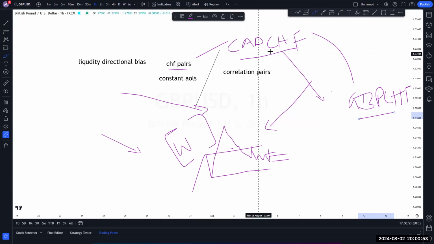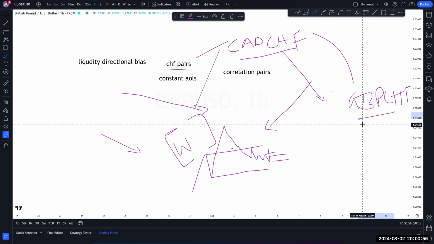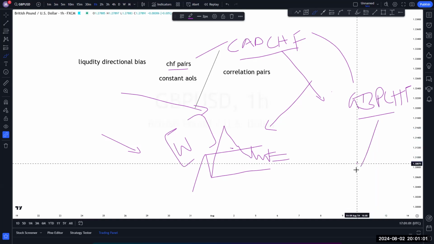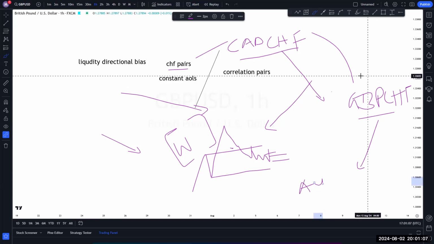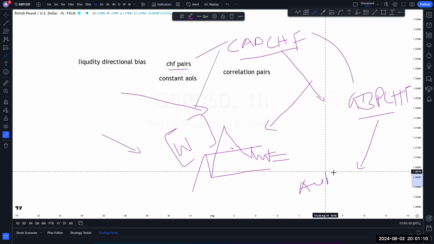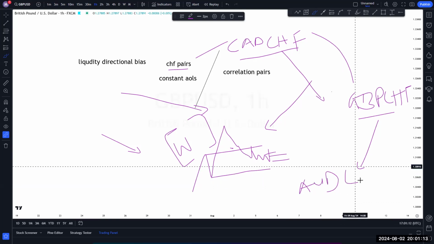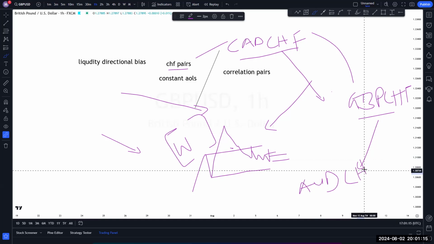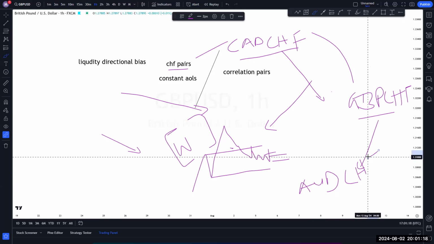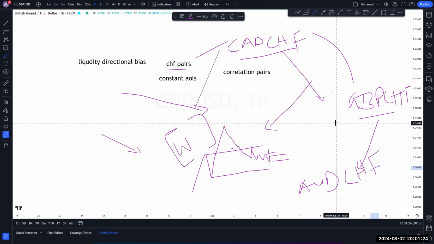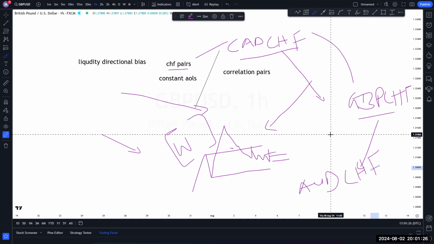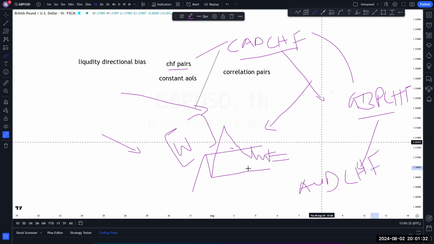Now, whenever we are having a structure on CAD CHF, it means we shall also be having the same structure on GBP CHF. Meaning we have now to also go and look at what AUD CHF is doing before deciding on selling GBP CHF. You have to go and see what AUD CHF is doing. Now you have to ask yourself, is AUD CHF having a nearest area of liquidity like I saw on CAD CHF or GBP CHF? Yes, I have it. Now, that should be added on the list of those CHF pairs that are having areas of liquidity. Then you go and check CHF JPY.